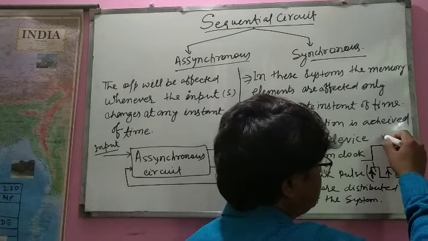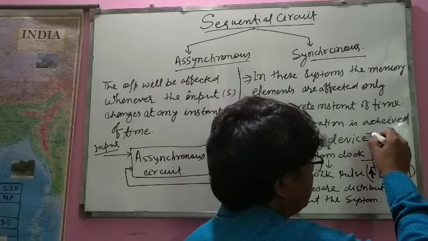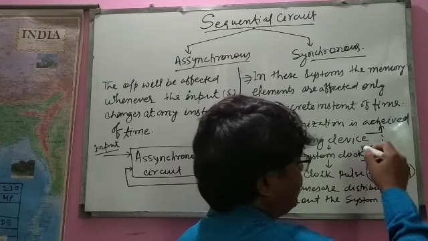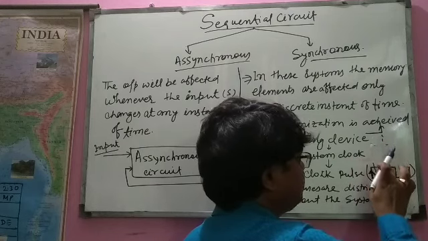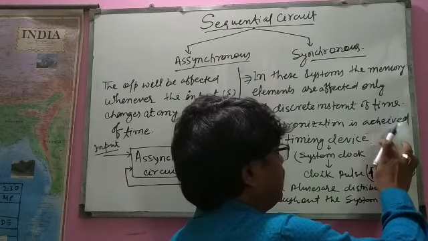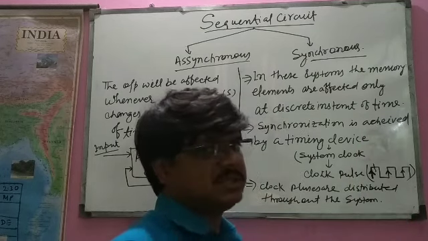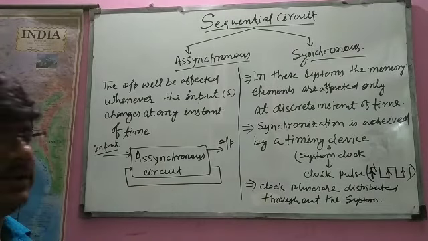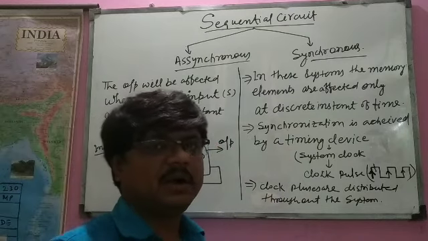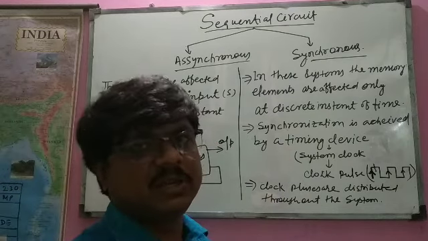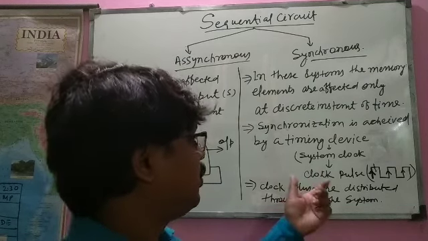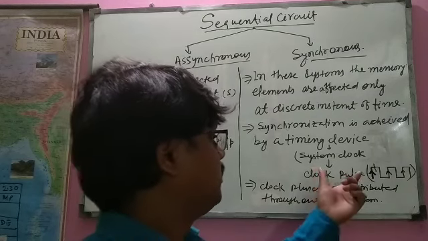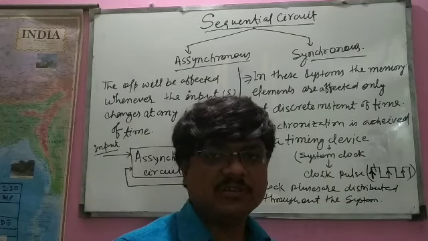Output will change at this point only. Okay, so if the output is this one, its output will change at this point only, not at this point. So whenever the input changes, if the output changes instantly, then that circuit is known as an asynchronous circuit. But in a synchronous circuit, the output does not change instantly; rather, its output changes at a certain time, that is known as a discrete instant of time.